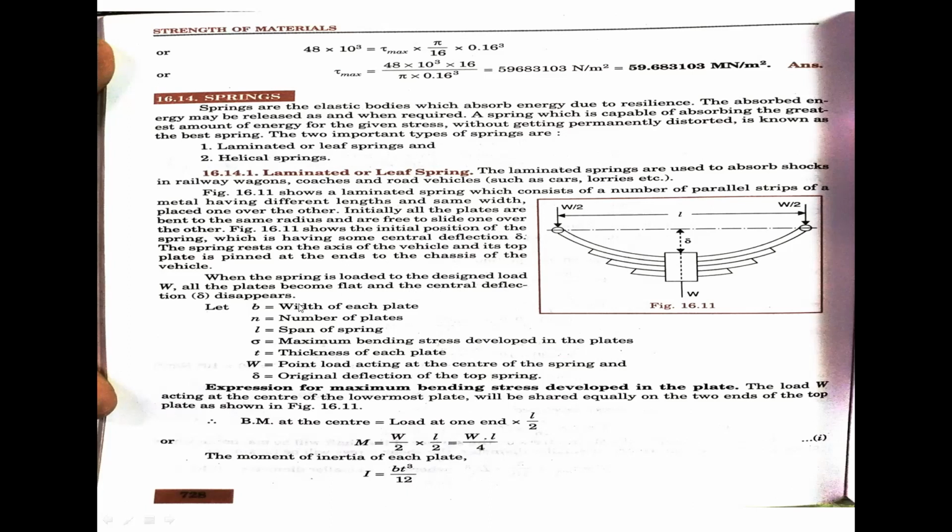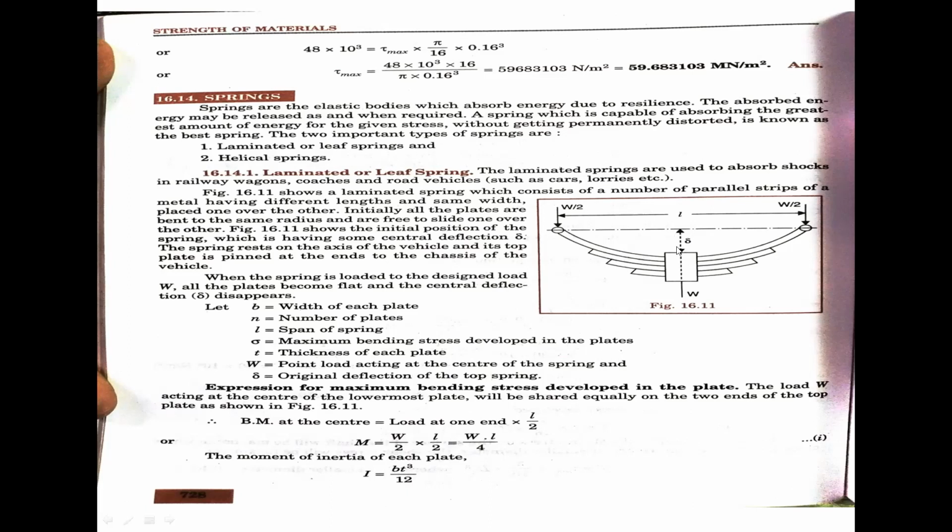Let b equal the width of each plate, n equal the number of plates, L equal the span of the spring, and sigma equal the maximum bending stress developed in the plates. We have to calculate the bending stress sigma. Let t equal the thickness of each plate, W equal the point load acting at the center of the spring, and delta equal the original deflection of the top spring.